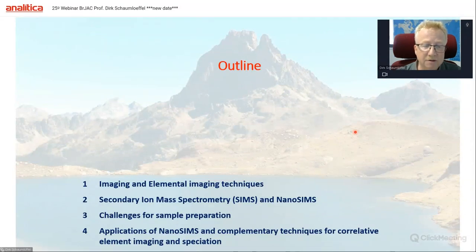And after that, I will show you some applications from our lab, or from our projects, of NanoSIMS and complementary techniques for correlative imaging. So I will not only talk about NanoSIMS, but also a little bit about other techniques which we can apply in parallel to do these elemental bioimaging.